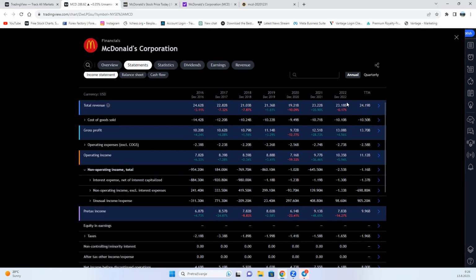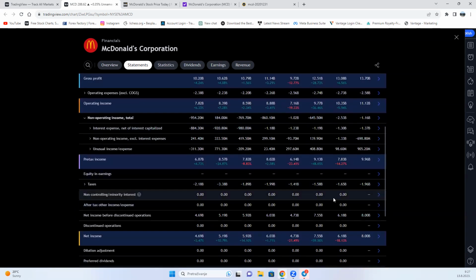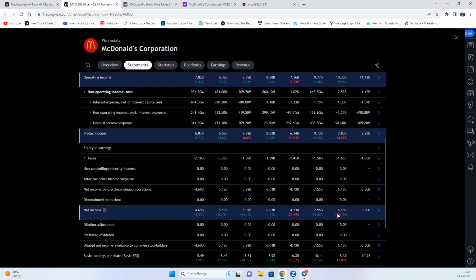All your revenues that customers paid you for everything you are selling is worth 23 billion. You paid your suppliers 10 billion. You had a gross profit of 13 billion. You paid your employees and your electricity bills 2.73 billion. You were left with 10.35 billion. You gave the banks this amount of money combined, and then you were left with 7.83 billion of profits. Then you paid the government, and after you paid the government, you were left with 6.18 billion.